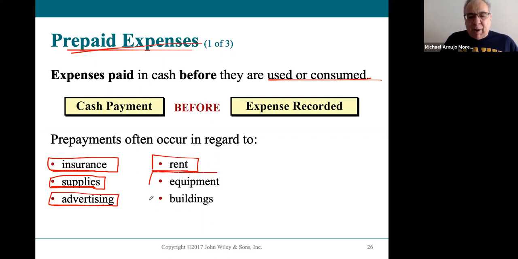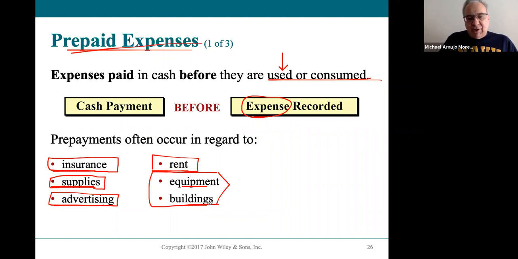Now, we also have property, plant, and equipment accounts, building and equipment. These are long-term assets. We're going to be using buildings and equipment for many, many years. So they're not going to be used quickly. They are going to be used over the very long term. And so what we do to expense the portion of that we've used is we go through a process called depreciation.